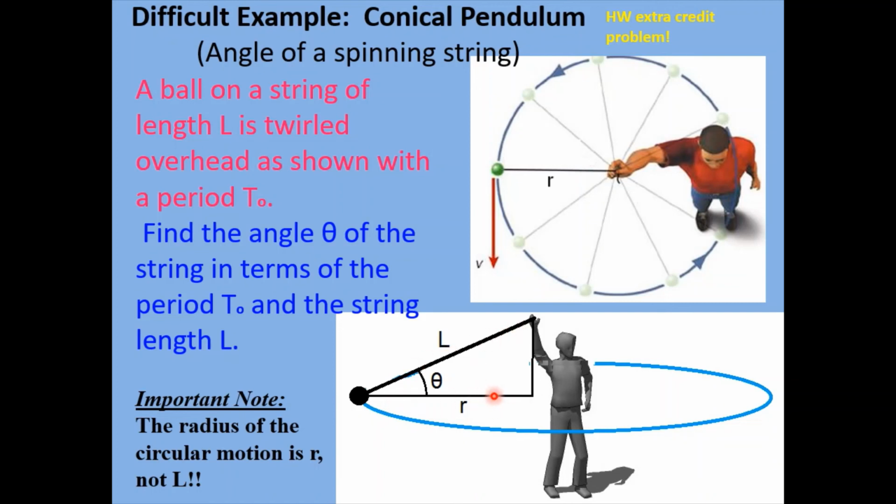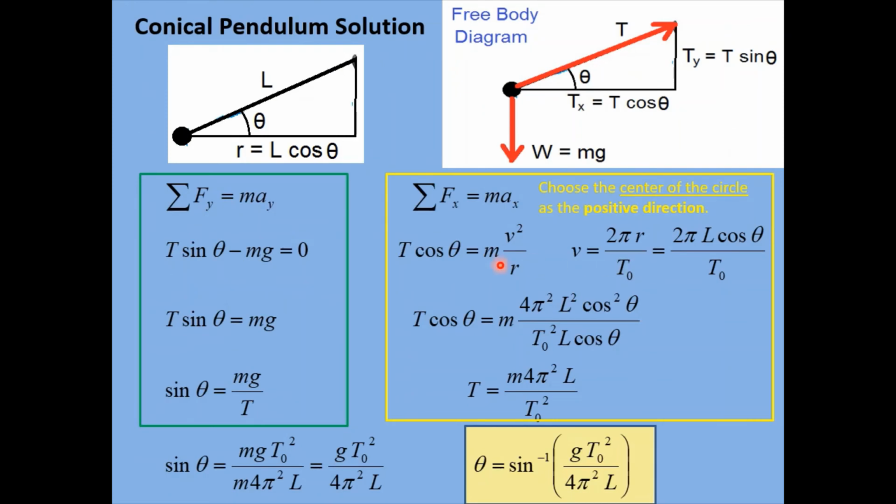In this problem, we were asked to find the angle of the string in terms of the period and the length of the string. The solution is shown here. Again, this is a somewhat challenging problem, more than something I would expect you to be able to do on a quiz or an exam. So I'm not going to go through this one in detail, but if you're interested in how it works and also how to do the extra credit problem, you can refer to this slide, which shows the complete answer with all the steps.